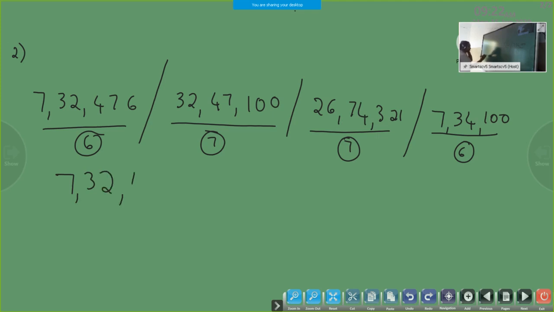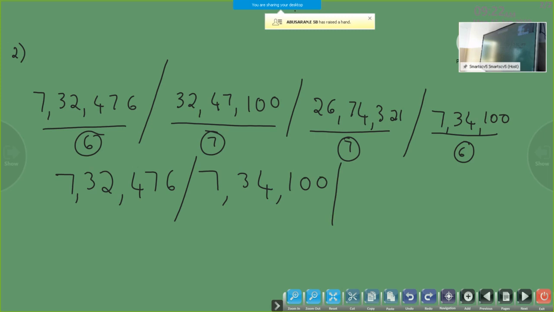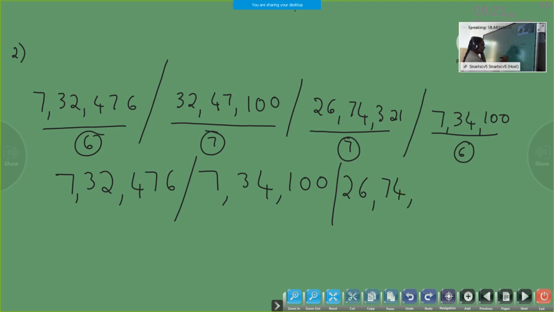Here is 7,32,476. Okay, then what is the next number? 7,34,100. Very good. Now, can you tell me the next one? Now we will move to the next two numbers, which have 7 digits. Out of this, which is the smaller one? That is easy to find out. 26 lakh. Very good. 74,000.